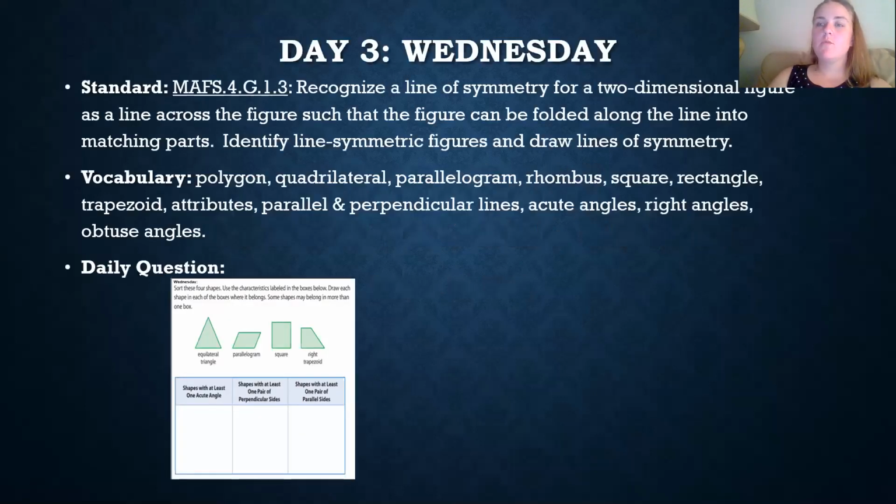The standard that we're going to work on today is recognize a line of symmetry for a two-dimensional figure as a line across the figure such that the figure can be folded along the line into matching parts. Identify line symmetric figures and draw lines of symmetry. The vocabulary is polygon, quadrilateral, parallelogram, rhombus, square, rectangle, trapezoid, attributes, parallel and perpendicular lines, acute angles, right angles, and obtuse angles. Here is the daily question for today.